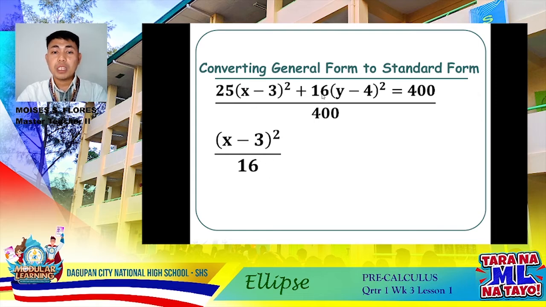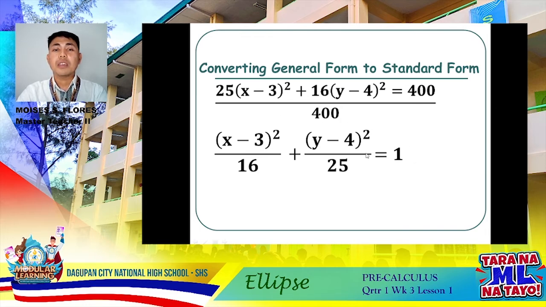The same true here, 16 over 400, get the lowest term. Yes, it's 1 over 25. So that's why we have quantity y minus 4 square over 25. And of course, 400 over 400 is equal to 1. So there you have our conversion from general form to standard form, and this is now our final answer.